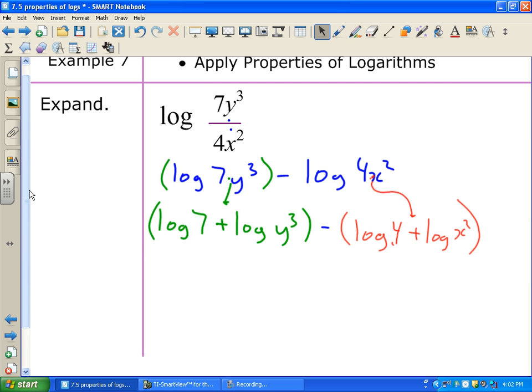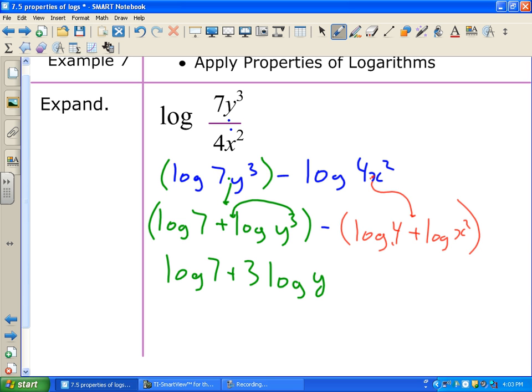Hopefully you're looking at this problem and saying, Mr. Wood, I can take this a little bit farther in my expansion. I can't do anything with the log of 7. I can make that exponent multiplication, plus 3 times the log of y. Again, multiplication from raising to an exponent.